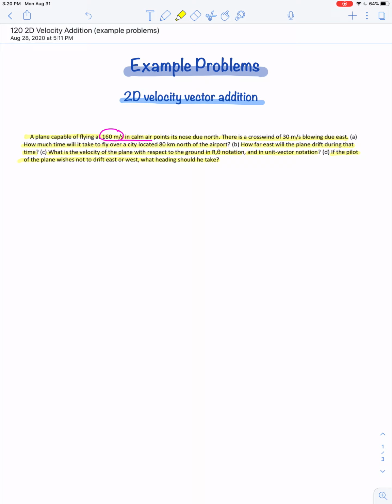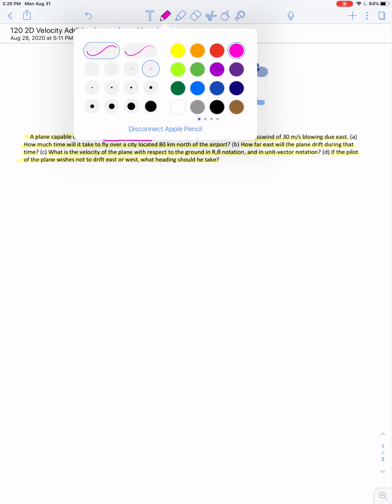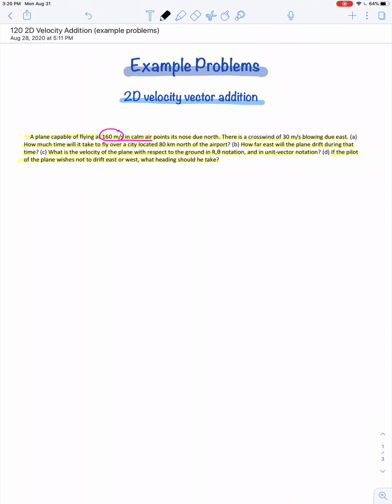So take a moment, reread the problem, identify any important numerical values, and start to picture how you could represent this problem graphically on your paper. Okay, so you can work along with my solution, see if your diagram looks anything like mine. There's an airplane that points its nose due north. And there's a city that's located somewhere along a line that lies to the north.